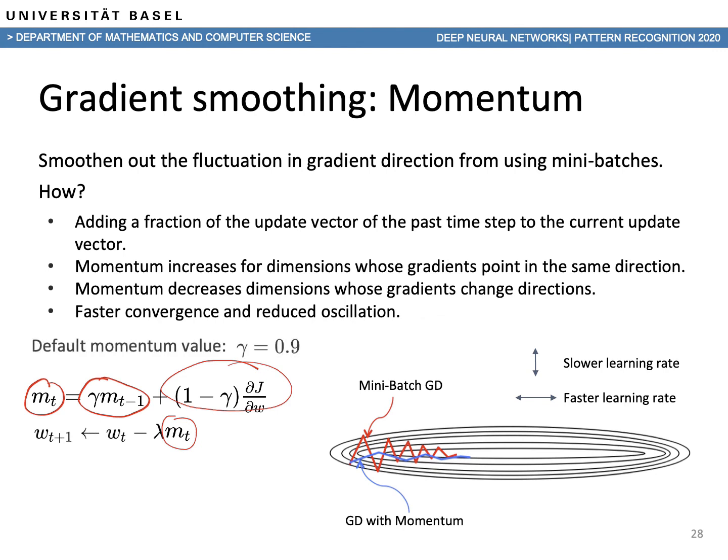And the default value for momentum here is 0.9, so you would mainly use the historic gradient, and only update your gradient from the current mini batch slightly, so only 10% from the current mini batch.